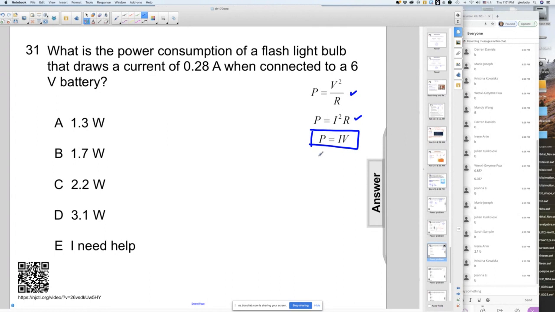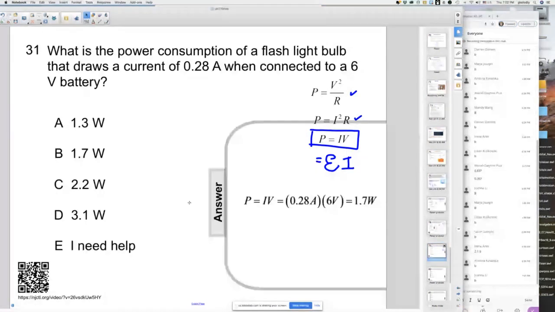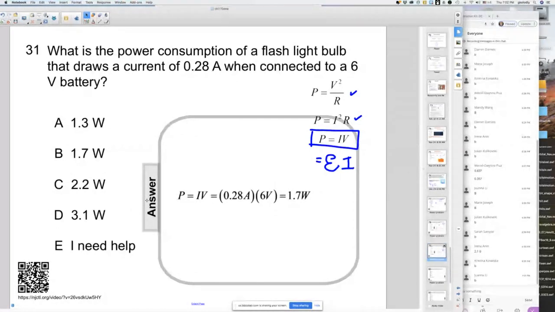This one you usually use when you want to find the power delivered by a battery to a circuit. V here will be the voltage of the battery. Sometimes they call it EMF, and they use this script E and write it this way. So in this case, you are using this equation, but you can use any of them for anything that you want. And so that equation IV gives 1.7 watts.